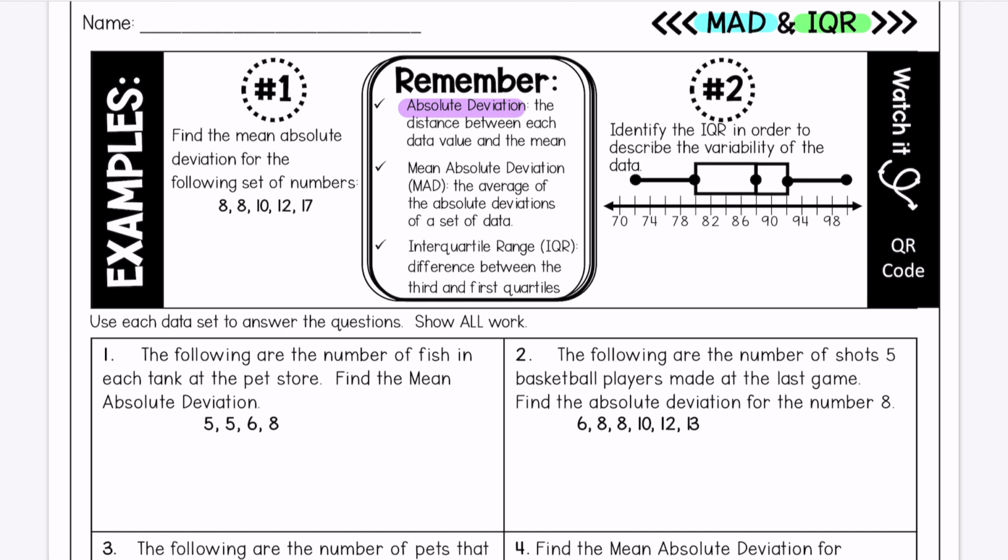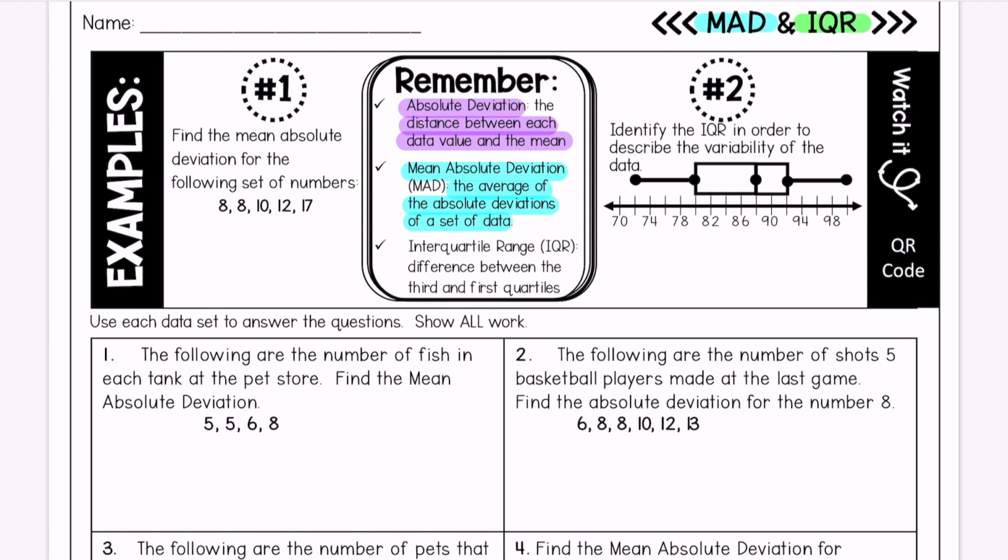And that is basically the distance between each data value and the mean. So I'm subtracting the average, or the mean, from each data value. Since it is a distance, it is always a positive number. Now MAD stands for the mean absolute deviation, which means after I find each one of those distances, the absolute deviations, from the average, I then find the average of them. So it's the average of the absolute deviations of a set of data.